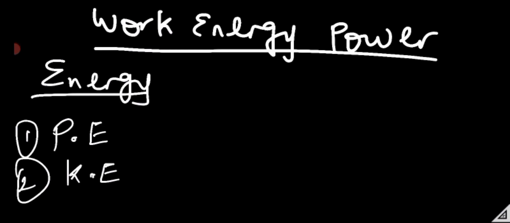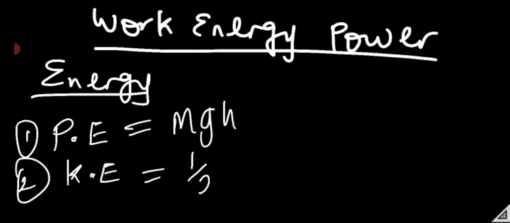So that means that potential energy is related to height from the ground, and the formula for potential energy is mgh, right? Where m is the mass, g is the gravitational acceleration, and h is the height. Now, kinetic energy is the energy of a body due to virtue of motion. The formula for calculating kinetic energy is 1 over 2 mv squared.